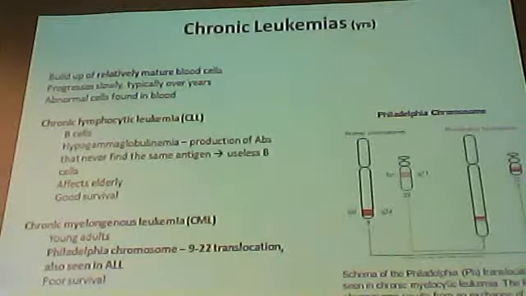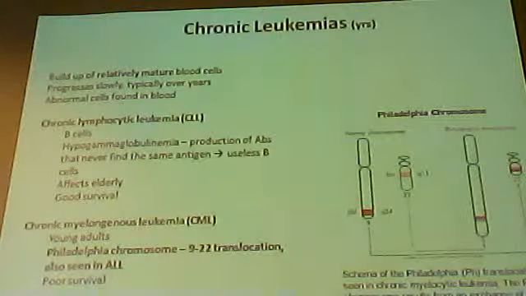Chronic leukemias: chronic lymphocytic leukemia is a B-cell problem, so that is associated with hypogammaglobulinemia. You produce antibodies that never find the same antigen, and so these B cells really don't do anything. You've got too many of these B cells that are just kind of useless.